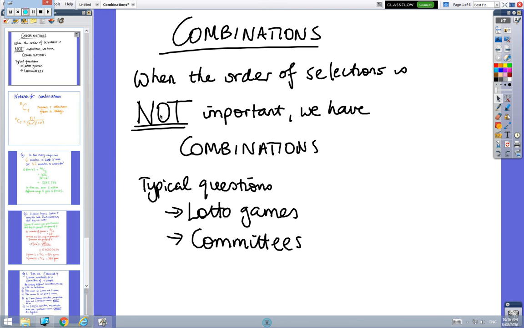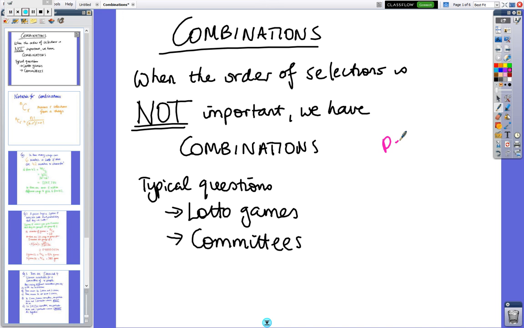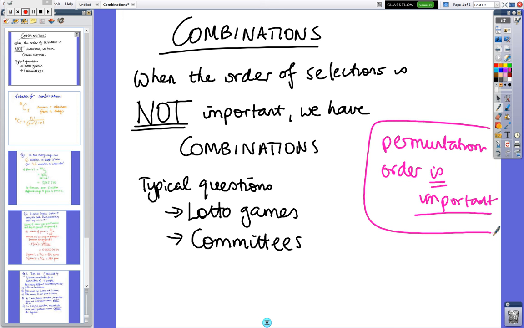Okay, so up to the next part of arrangements, and this time we've got arrangements where the order is not important. When we had permutations, the order is important. Okay, so let's remind ourselves about that. So permutations, order is important. This time order is not important. And the typical questions are Lotto games, like Saturday night lottos, and committee questions. So that's what we'll be focusing on.